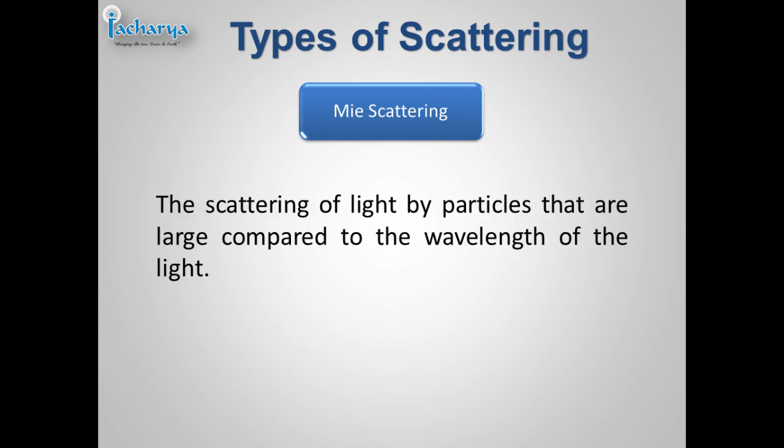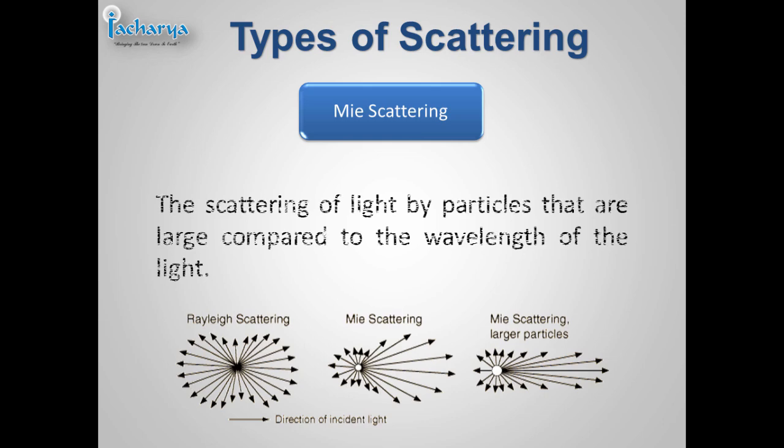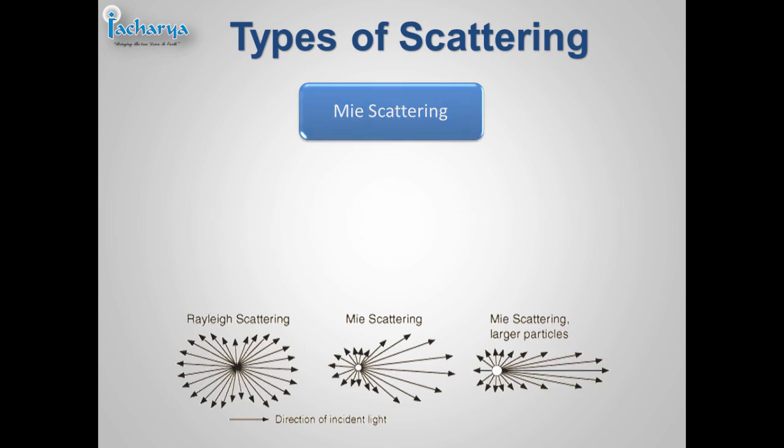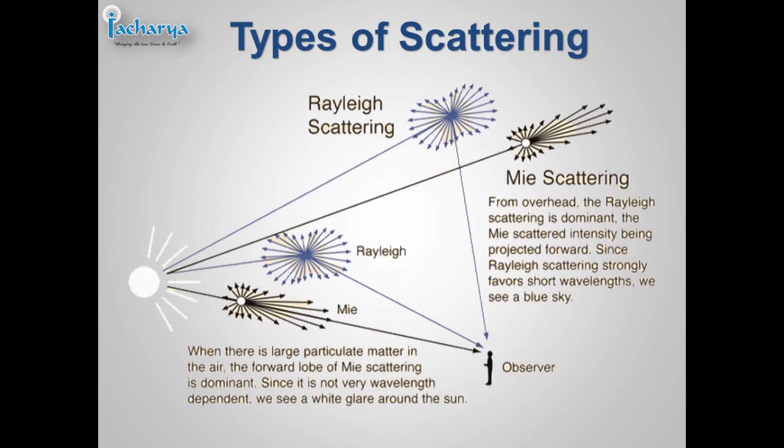Mie scattering. The scattering of light by particles that are large compared to the wavelength of the light is known as Mie scattering.